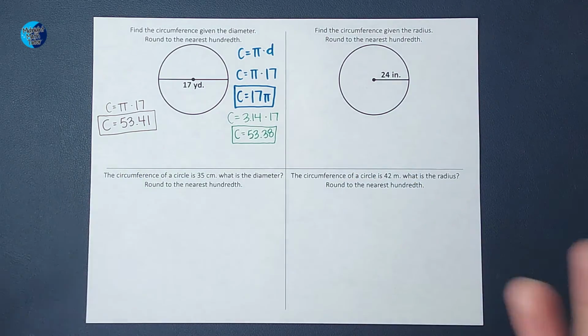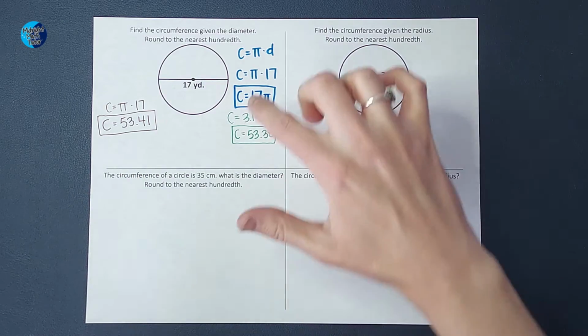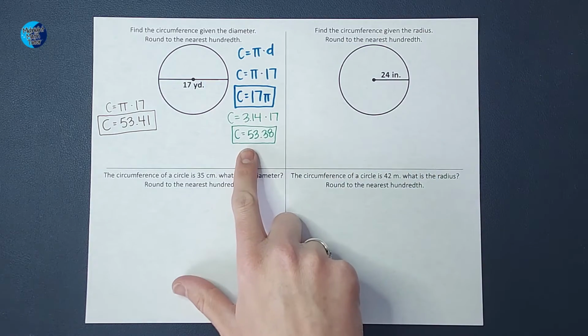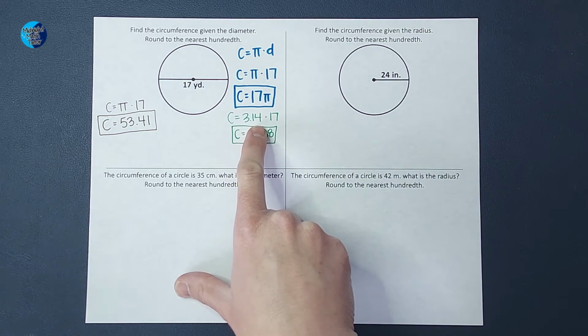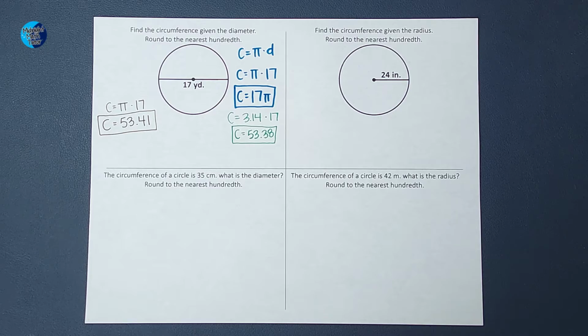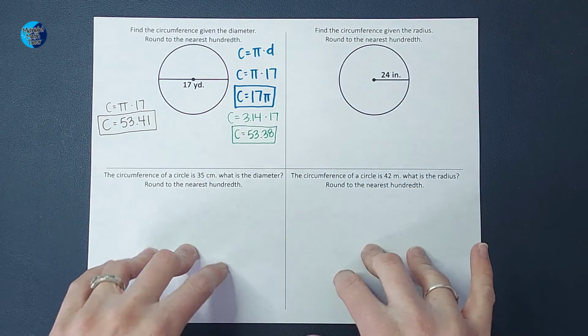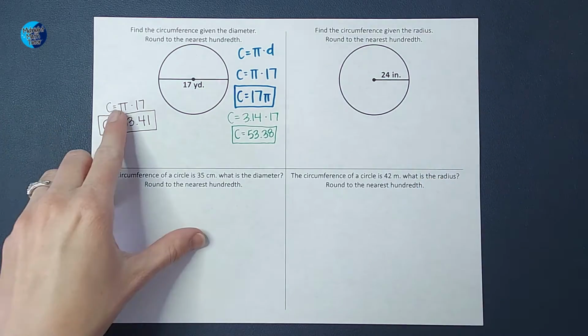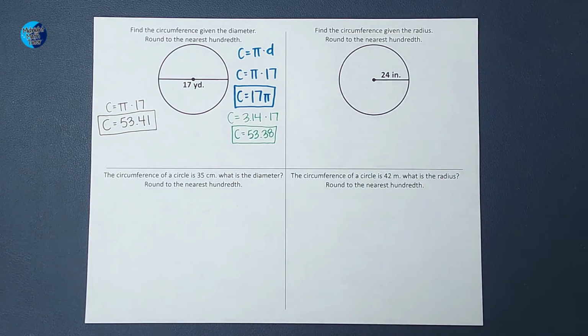Okay, so do whatever your teacher asks you to do. If they want you to leave it in terms of pi, if they want you to use 3.14 for pi, or if they want you to use the pi button on your calculator. Okay, now for the rest of these, I'm just going to use the pi button and round it to the nearest hundredth. That's what I'm going to do for the rest of them.